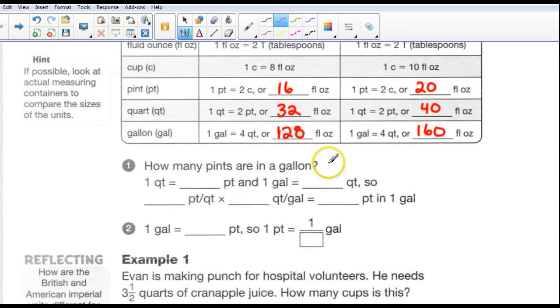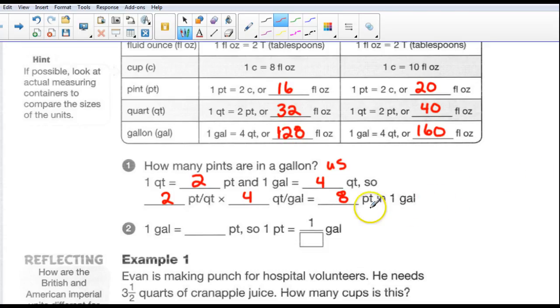For these calculations here, we're going to use the American system, the US system. So, how many pints are in a gallon? Well, we know that 1 quart is equal to 2 pints, and 1 gallon is equal to 4 quarts. So, if we have 2 pints per quart times 4 quarts in 1 gallon, we must have 4 times 2, which is 8 pints in 1 gallon.